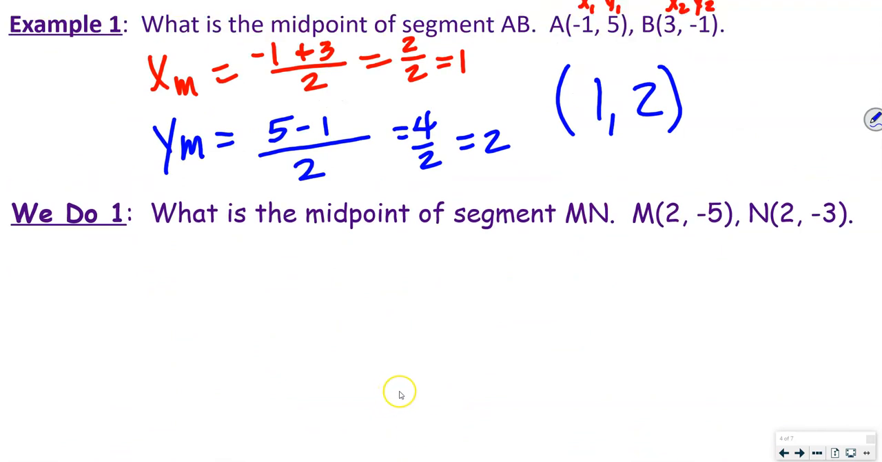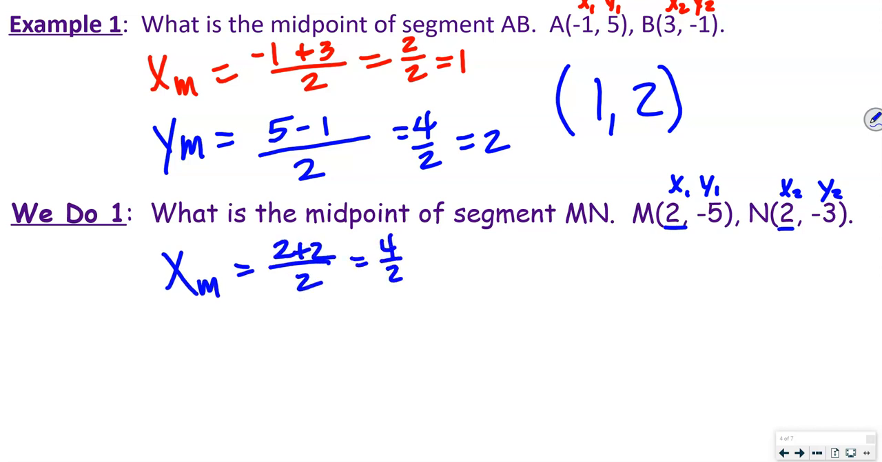So this one says, what is the midpoint of segment MN? So once again, we're going to label x1, y1, x2, y2, and I'm going to do the x value of the midpoint. So I'm going to get my x values here, okay? So this is going to be 2 plus 2 divided by 2. That's 4 divided by 2, which is 2. So the midpoint, obviously, between the same x values is that value. Going to do the same thing with our y value.